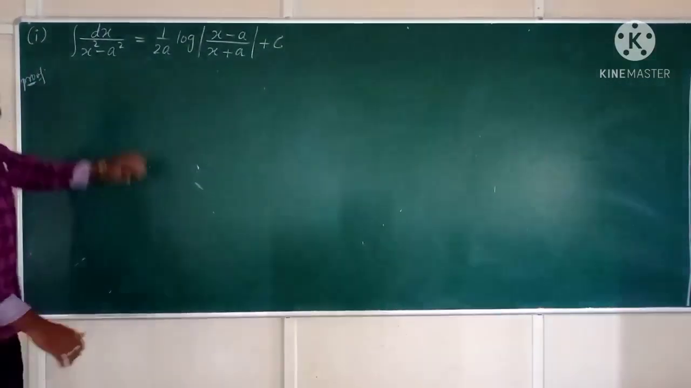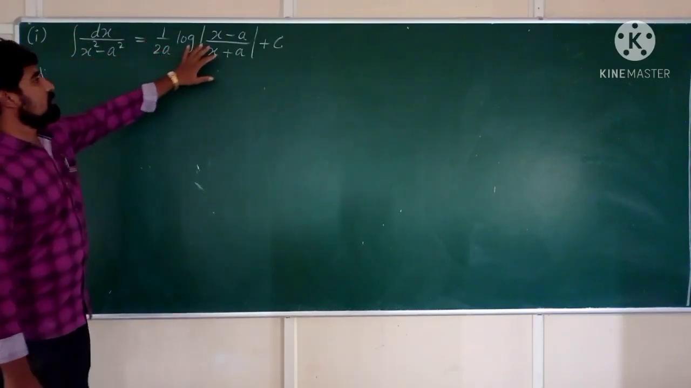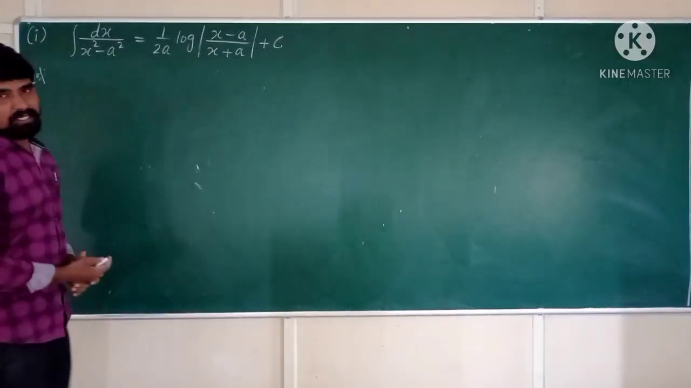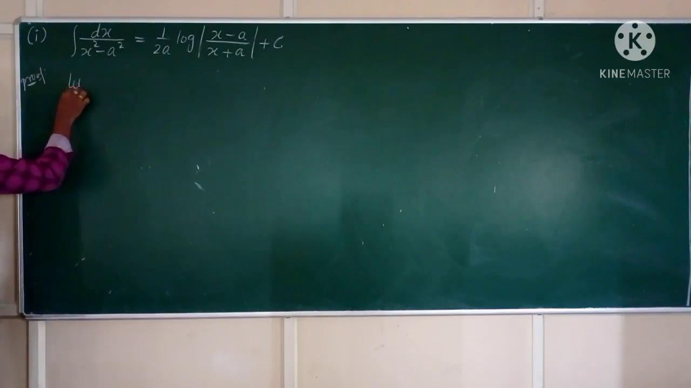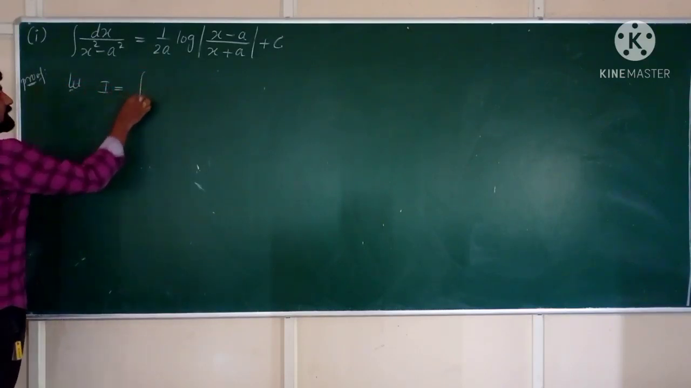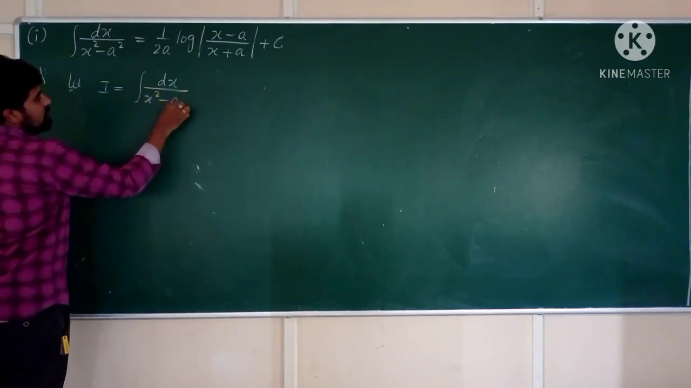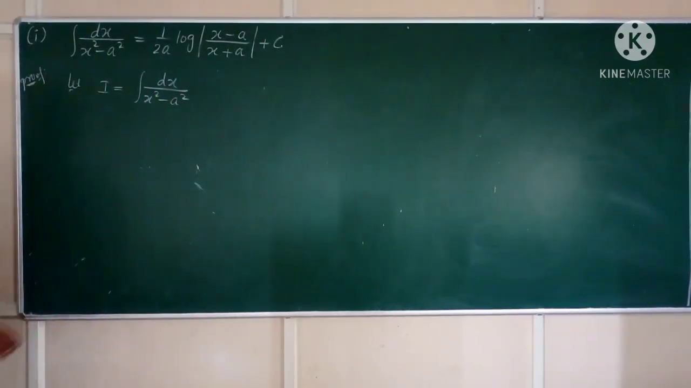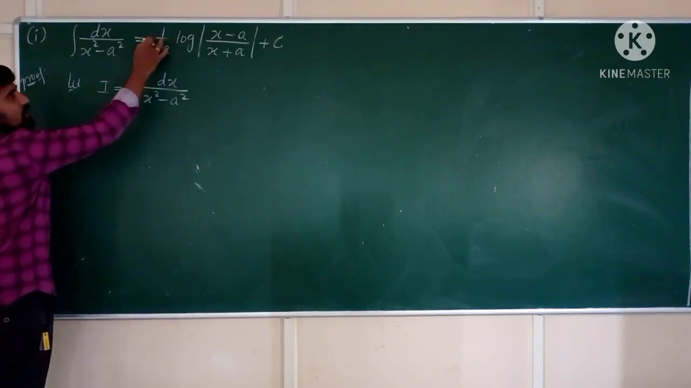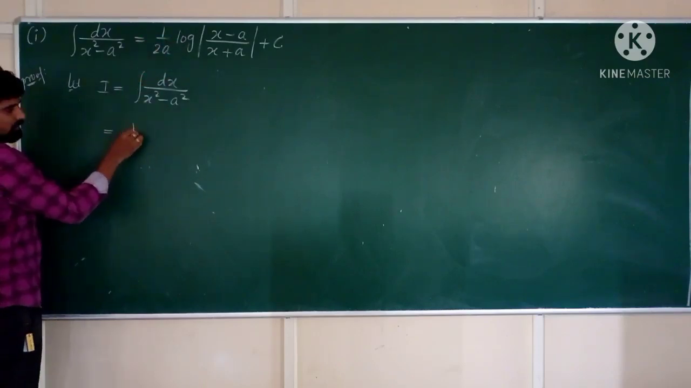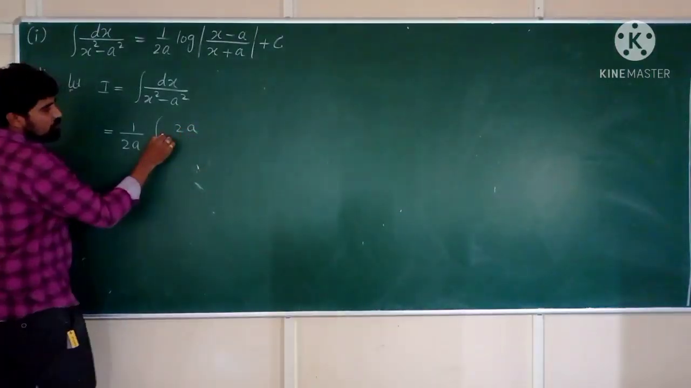Now the first one, prove that integration of dx divided by x square minus a square is equals to 1 by 2a log of x minus a divided by x plus a plus c. For proving this, let us consider I is equals to integration of dx divided by x square minus a square. In the first step, multiply and divide by 2a.